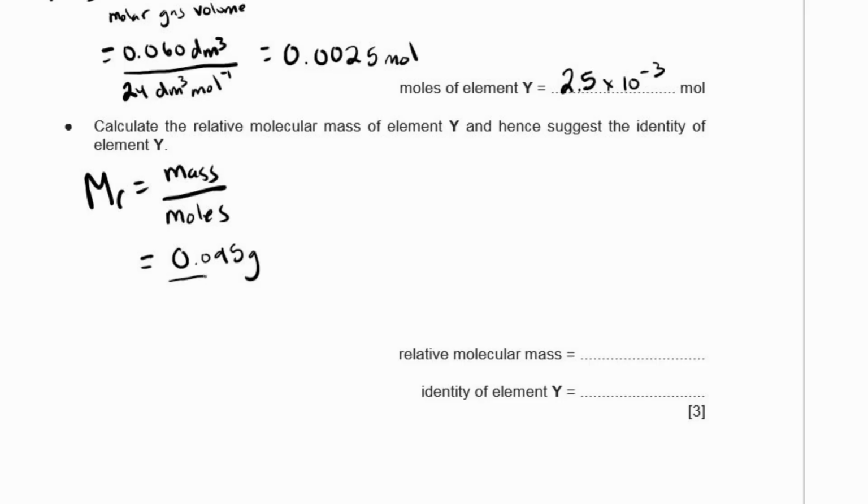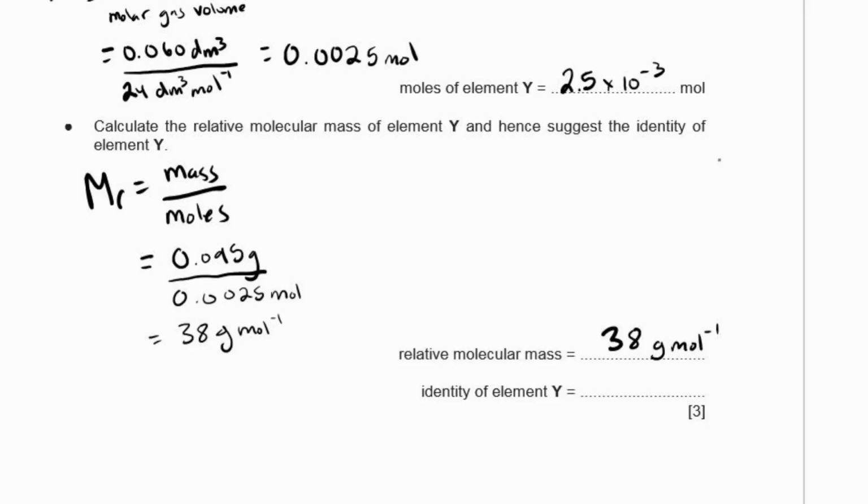Okay, and you've just calculated that you have 0.0025 moles. That will give you an answer of 38 grams per mole. Okay, now the relative molecular mass here, 38 grams per mole. Don't forget the units. So if that's the relative molecular mass, we need to find the identity of element Y.